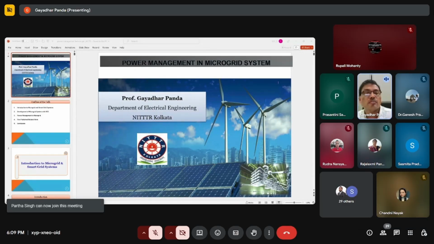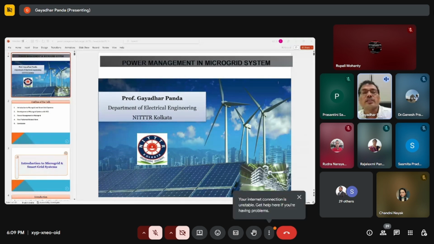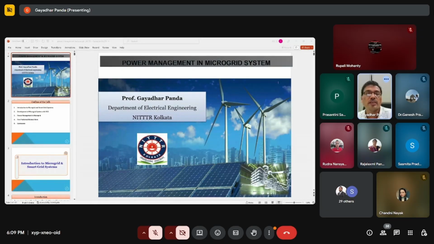There are various renewable energy sources that you also know: wind, solar, biomass, and small hydro also comes under renewables. If you see the data, the major contribution of the renewables is the power generated from wind and solar. Other sources are there, but their contribution is comparatively very small.